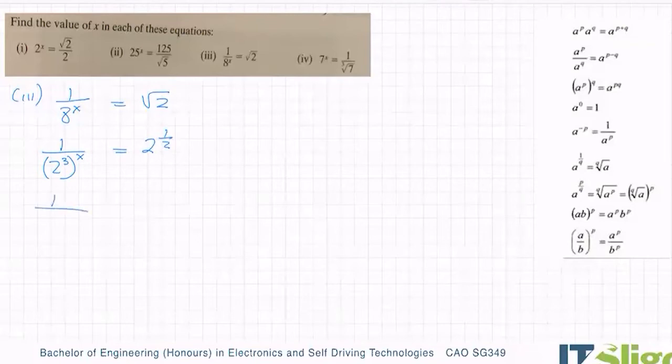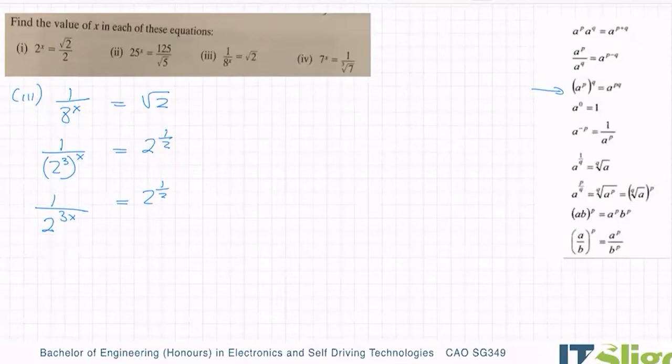Let's resolve the bottom here. I have multiply the powers. No, sorry, wrong one. This one here, multiply the powers. So I have 3x, and this one I just have 2 to the power of a half. Okay, this one's on the bottom. Can you see that? It's 1 over 2 to the 3x.